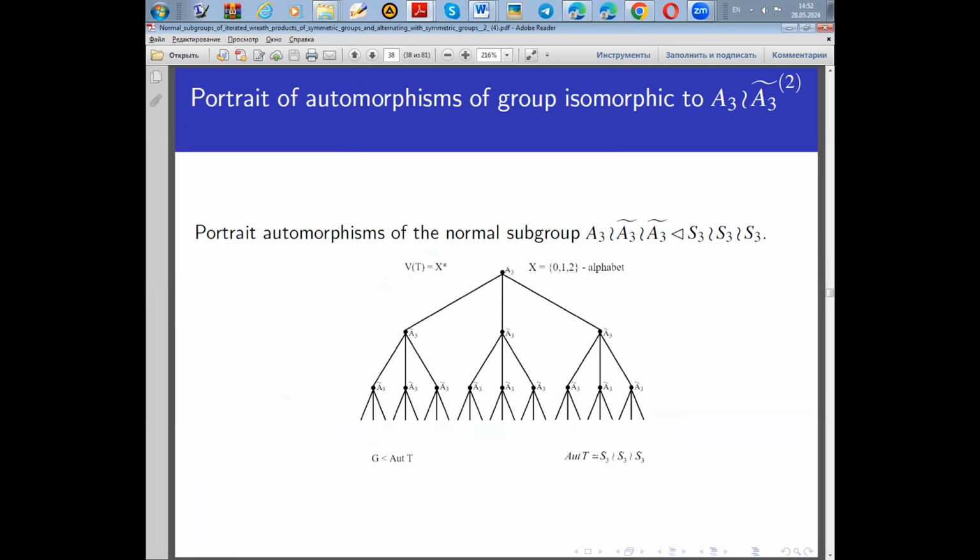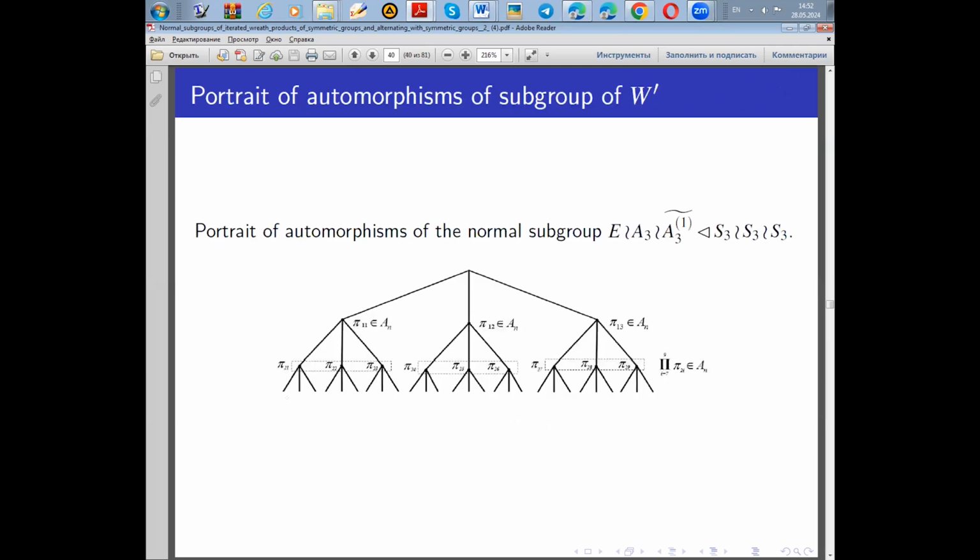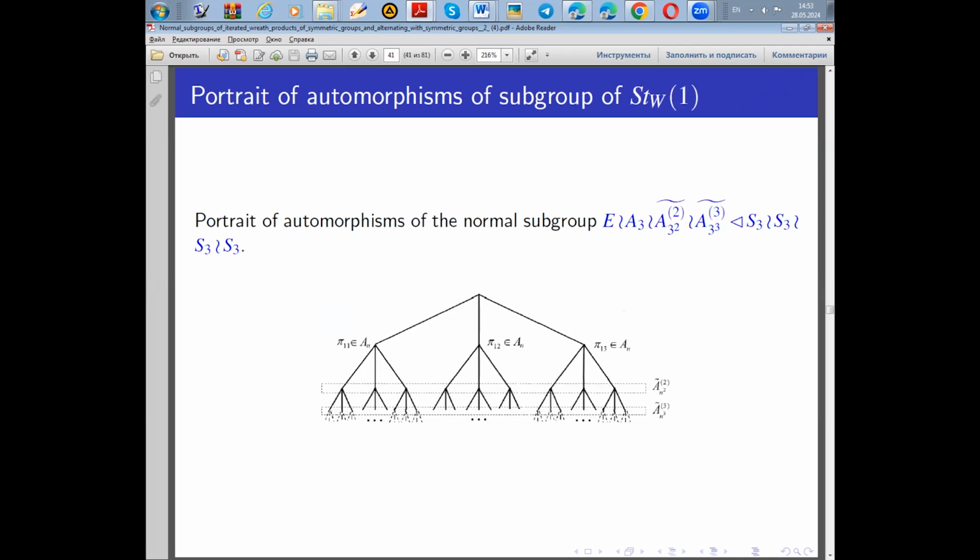Also, such a subgroup, we see, can be such a subgroup A3. It means all permutations are even. And generalization on four multiple, four multiple wreath product.